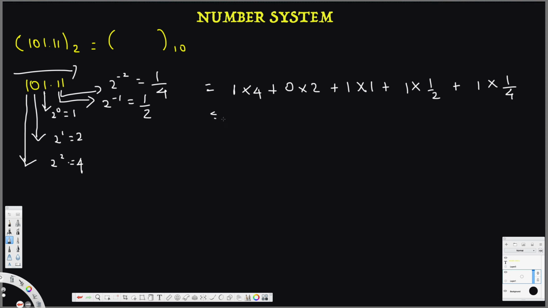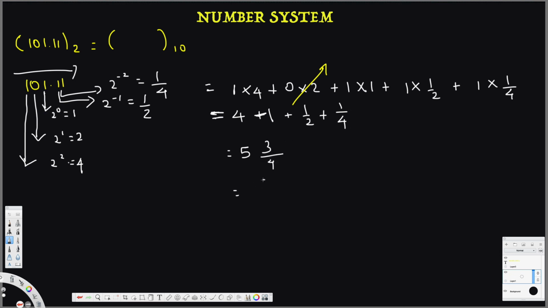So 1 times 4 is 4, and then 0 times 2 is 0. We can neglect this one. And 1 times 1 is 1, plus 1 times half is just half, and 1 times 1 over 4 is 1 over 4. Now 4 plus 1 is 5, and here we can take the common denominator as 4, so this is going to become 2 plus 1, which is 3 over 4.